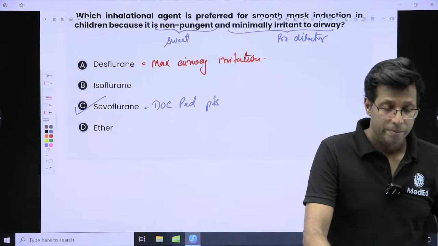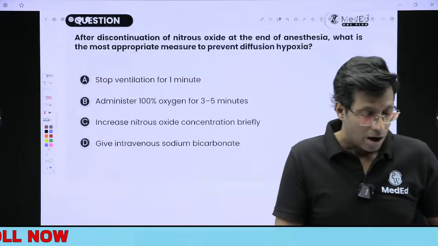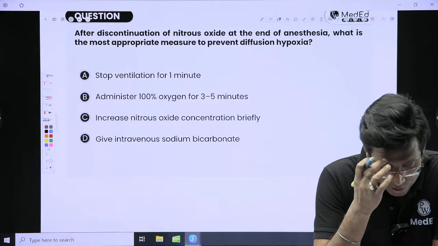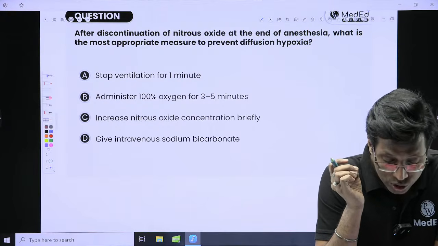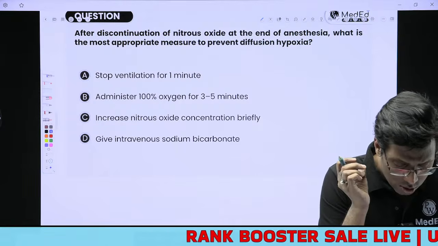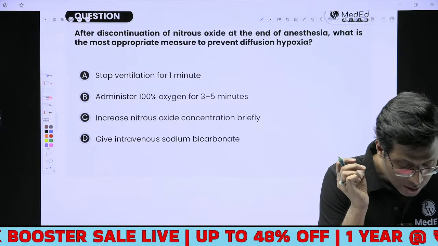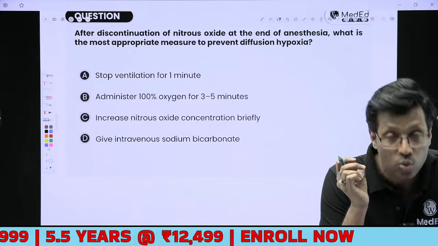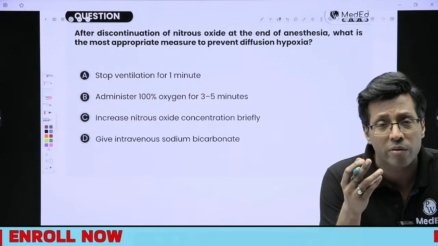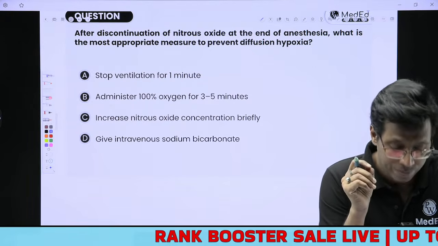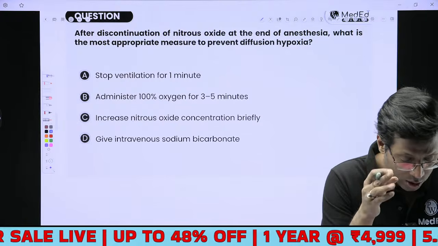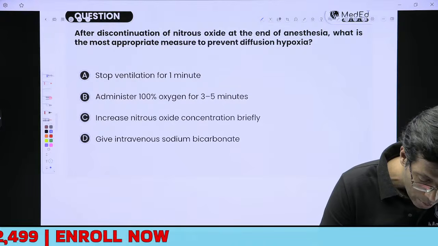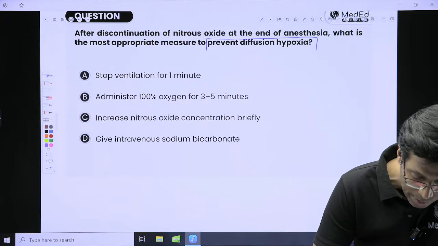Clear? ठीक है. Next question. After discontinuation of nitrous oxide at the end of anesthesia, what is the most appropriate measure to prevent diffusion hypoxia? Stop ventilation for 1 minute, administer 100% oxygen for 3 to 5 minutes, increase nitrous oxide briefly, and give intravenous soda bicarb. Sometimes, even if you don't know the answer, just look at the question. Even if you don't know anything of what has been mentioned, they have asked you something about hypoxia.